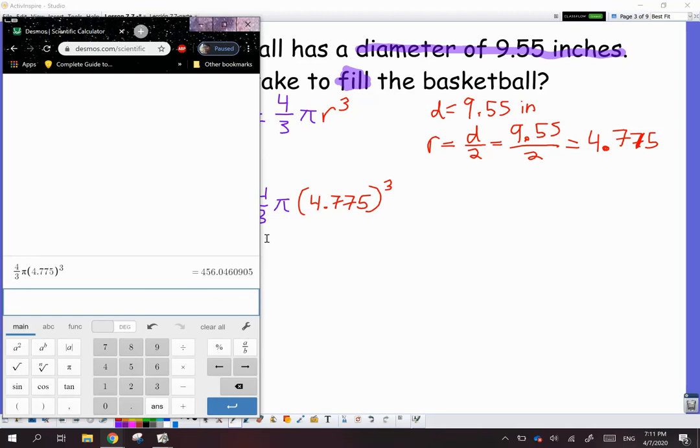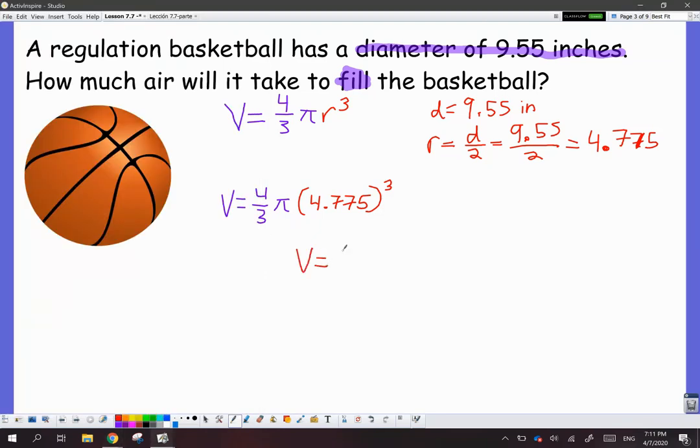I press enter, and I end up with 456.05. We'll round that up because this number is bigger than 5. So my volume is 456.05. And that's the volume of the sphere.